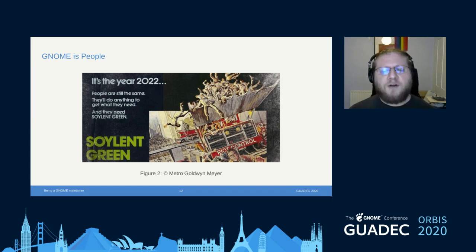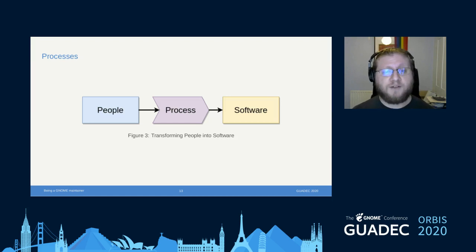Unlike Soylent Green, though, GNOME is also made of two other components. One is software, which is written, designed, documented, translated and tested by the aforementioned people, and processes, which are followed by the people in order to produce software. So if we put people on one end of the spectrum and software on the other, we get a nice little diagram on how to turn people into software.